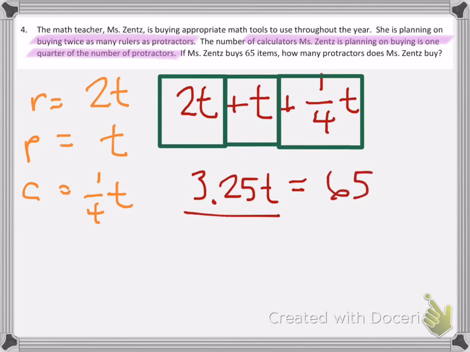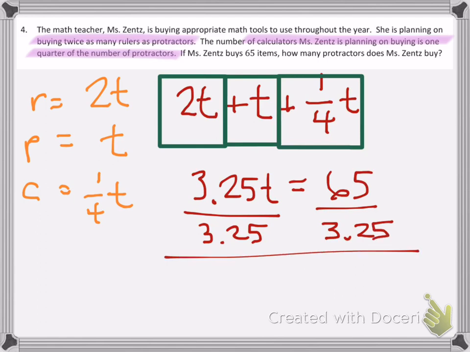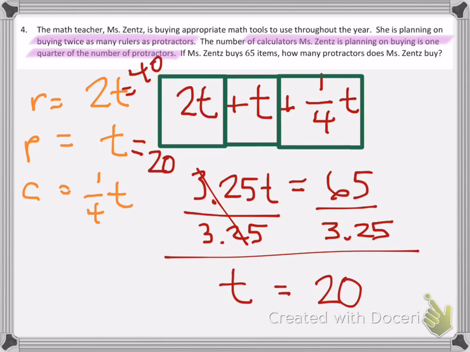And then we're going to isolate the t by dividing by 3.25. And when we do that, we get t all alone, which is what we want. And 65 divided by 3.25 is 20. So t is 20. That means the number of protractors is 20. The number of rulers is 2 times 20, so that's 40. And the number of calculators is 1/4 of 20. So 20 divided by 4, so that is 5 calculators.